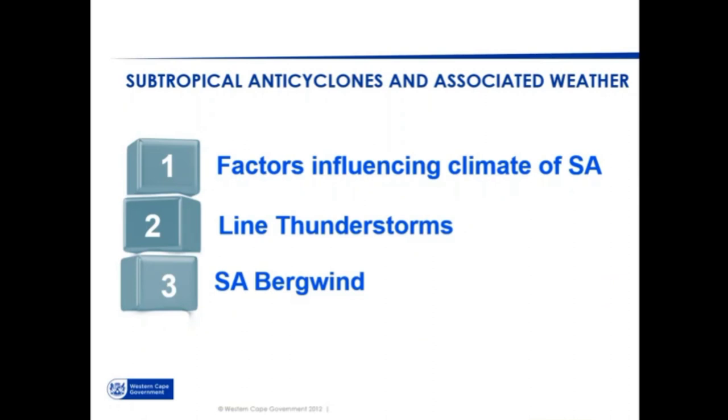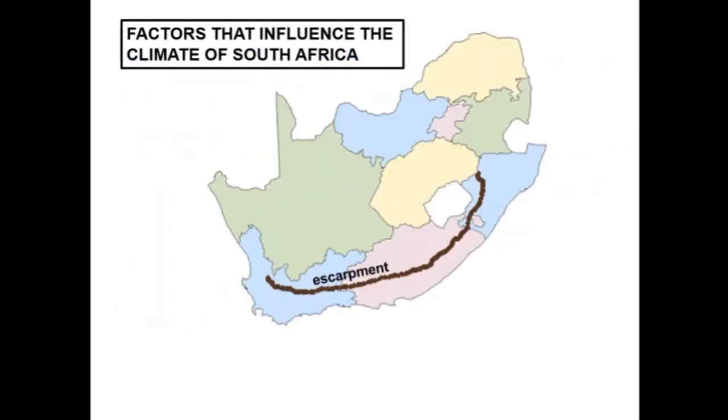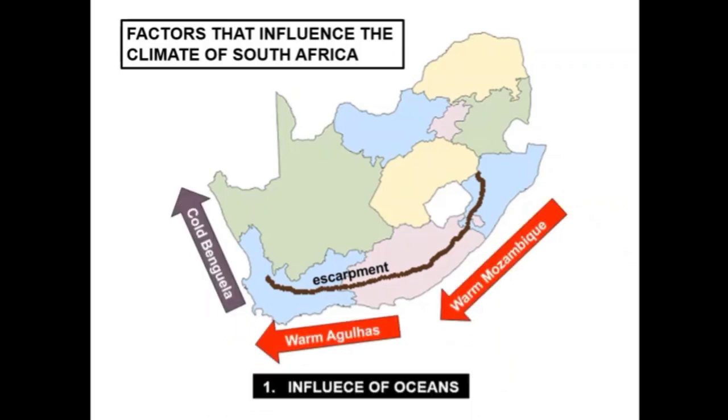So let's go over to anticyclones, okay? So first thing that we need to do is look at the factors that influence the climate of South Africa. Okay? So first thing, ladies and gentlemen, the influence of the ocean. If you stay closer to the ocean, then the ocean will have an impact on the climate of your area. So let's look at the warm Mozambique current. That is in the warm Indian Ocean.